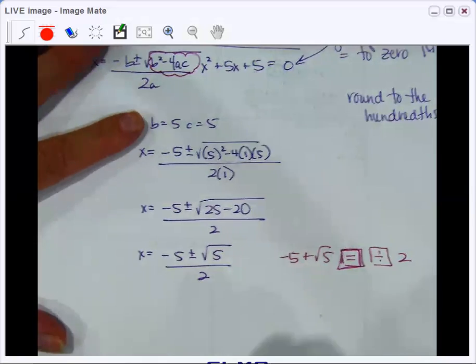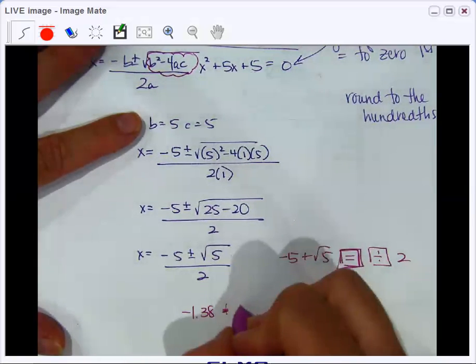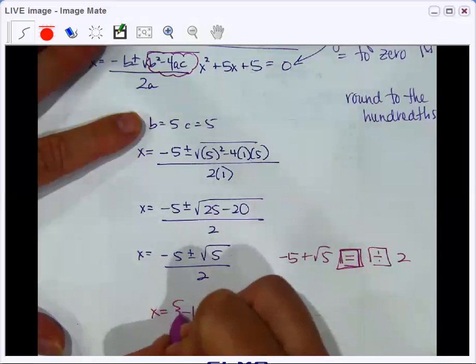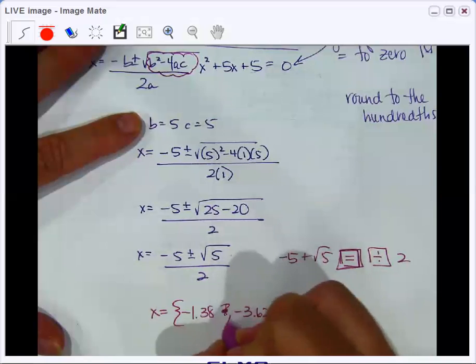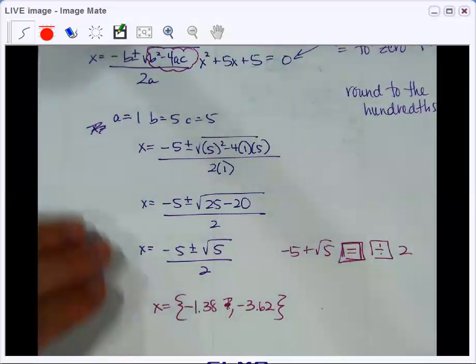So you should have gotten -1.38 and -3.62 as your solutions. Do you guys get that after you retype? Yeah, I got that. Okay, Sam, how are you doing? I got it. Okay.